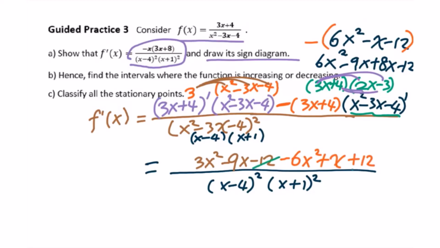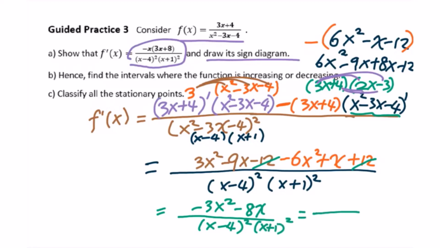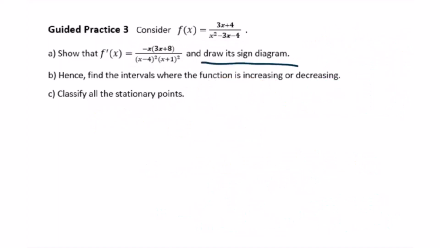Then combine like terms. You will get negative 3x squared minus 8x. Then the denominator will be x minus 4 squared, x plus 1 squared. That equals negative x, take out 3x plus 8, over x minus 4 squared, x plus 1 squared. Then draw the sign diagram.